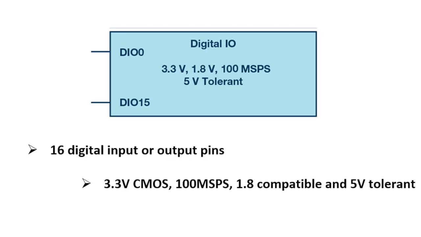Hello, in this video of the ADALM2000 series, we'll focus on the pattern generator and its features. As the other digital instruments, this one also makes use of the 16 digital input-output channels. All channels have 3.3 volts CMOS logic levels and a sample rate of 100 megasamples per second. The pins are 1.8 volt compatible and 5 volt tolerant.